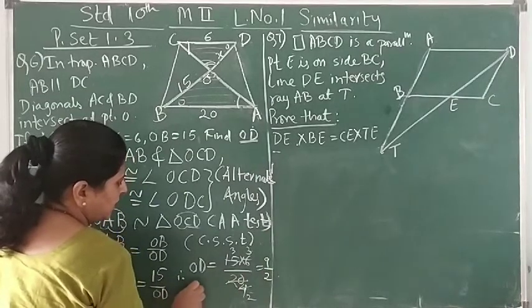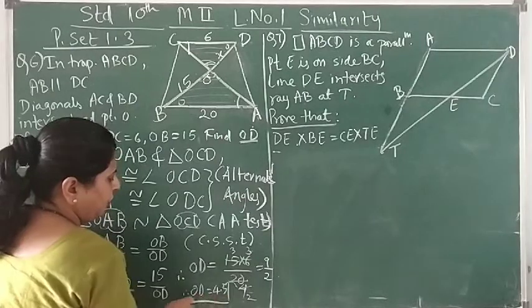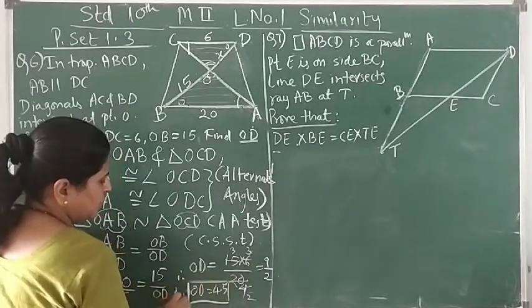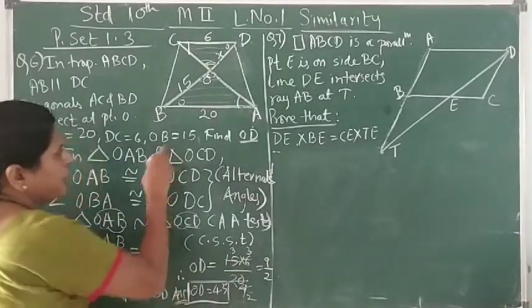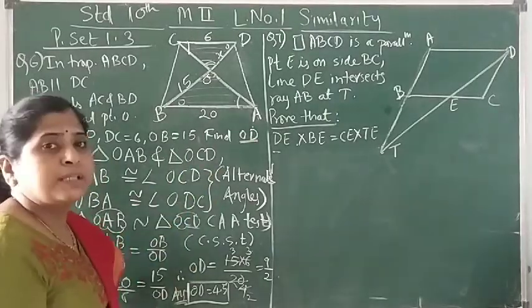Therefore, the answer can be OD is equal to either 9 upon 2 or it can be 4.5. Okay, so this is your answer of OD. Now, after this question number 6, let's see what is question number 7.